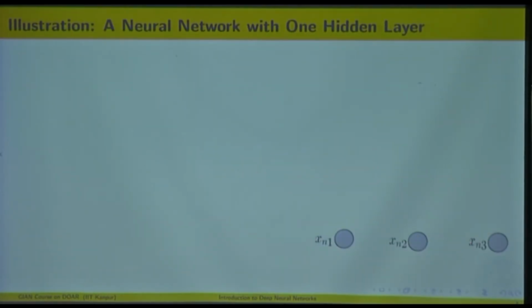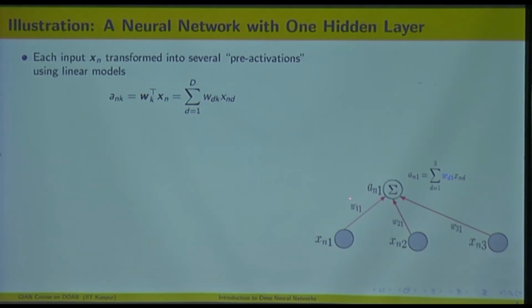For these 3 inputs, we first compute a linear combination of these. We'll call them a_n1 and a_n2, which are known as pre-activations in the deep learning or neural network terminology. Note that a_n1, the first hidden unit's pre-activation, is computed using a linear model. I can write it as W1 transpose x_n. So this is nothing but a simple linear model. Likewise, I can compute another simple linear model for computing a_n2. So we have the same inputs transformed using 2 linear models, W1 and W2, giving a_n1 and a_n2. These are called pre-activations, as I said.